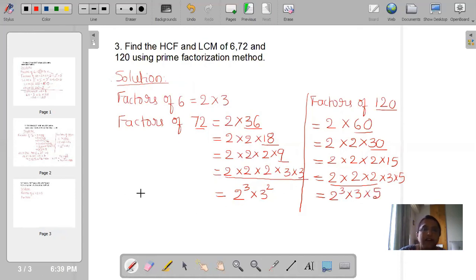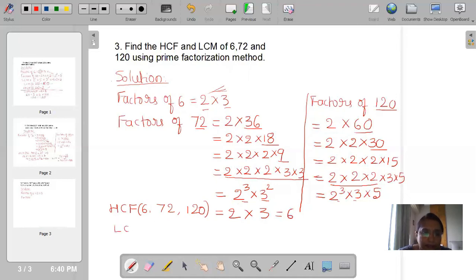Now we'll write down HCF and LCM. HCF of 6, 72, 120. HCF means highest common factor. Here 2 is there, here also 2 is there, here also 2 is there. So 2 is common. You cannot take 2 cube here because here 2 cube is not there. Which one is common in all 3? That you have to consider. Here 3 is there, here also we have 3 and here also we have 3. So 2 into 3 is equal to 6.